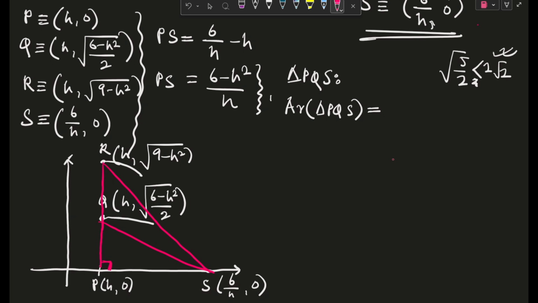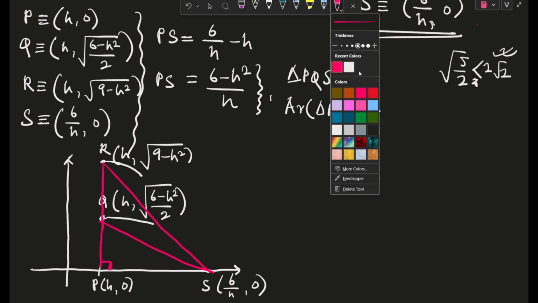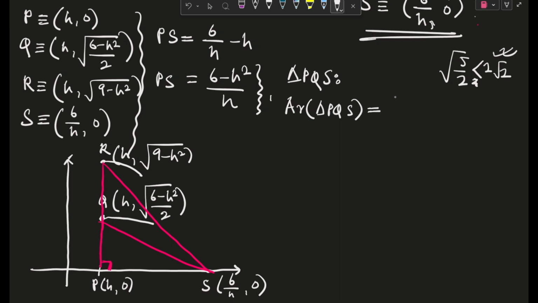Okay, really cool diagram. So I guess both are actually right angled, so not a difficulty, we can directly use half base into height. So if we use half base into height to calculate for triangle PQS, it will be half into PS distance, which is (6 minus h squared) by h.